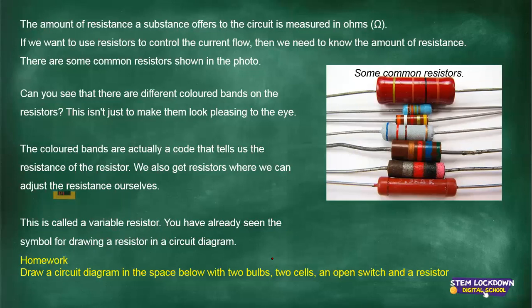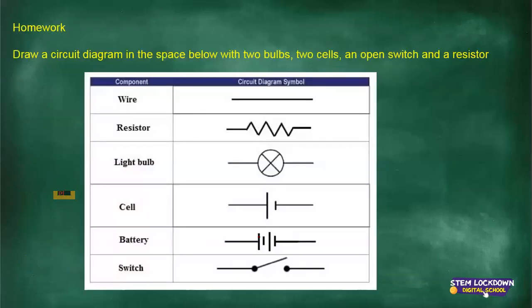So I'm going to give you homework, and your homework would be to draw a circuit diagram in the space below with two bulbs, two cells, one open switch and a resistor. I'm going to write it on the next page here, and there you have it. So I want you to copy this down. I'm going to give you 2 minutes. It will give you time to basically write down the question, draw the symbols of each component, and write the component next to it.